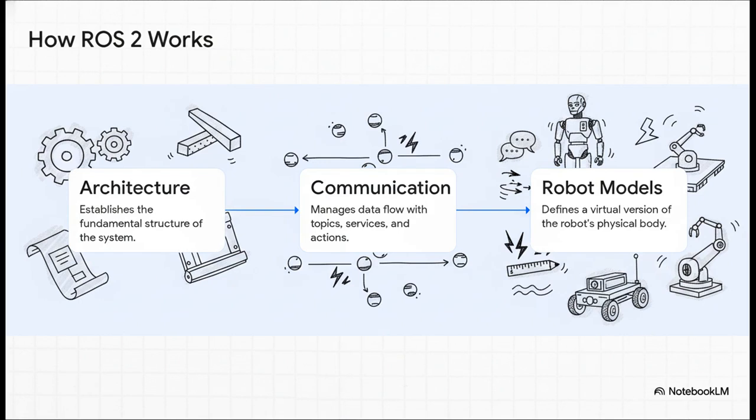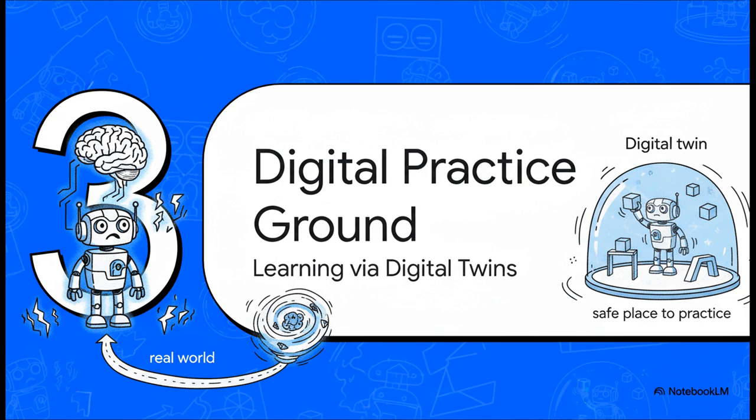First, the architecture lays down the foundational structure for everything else. Second, the communication layer manages all the data flowing back and forth. And finally, the robot models create a virtual definition of the robot's body, what it's made of, and all the ways it can move.